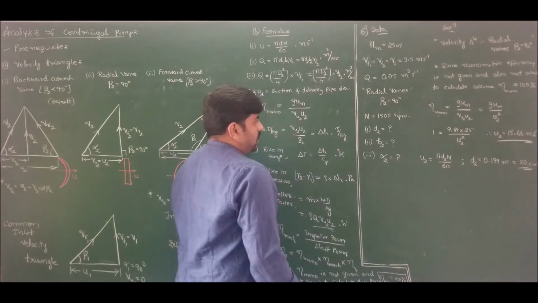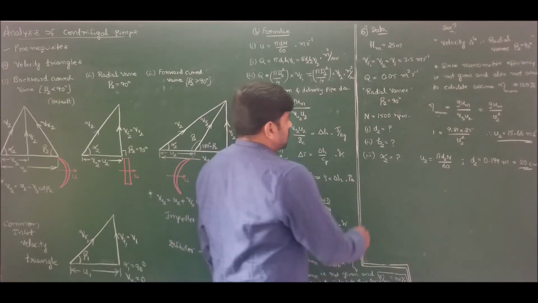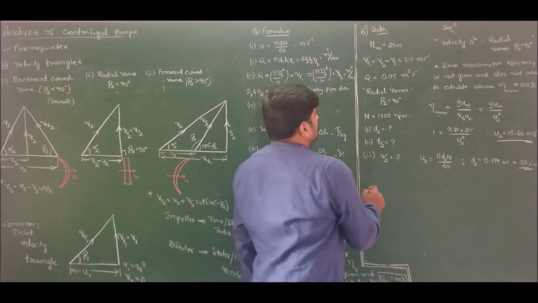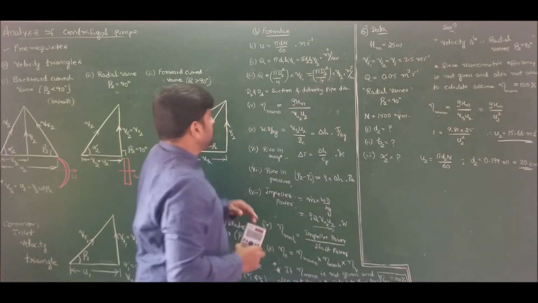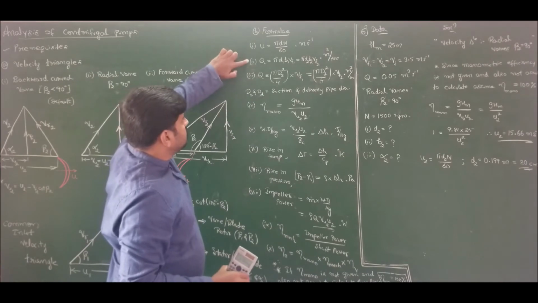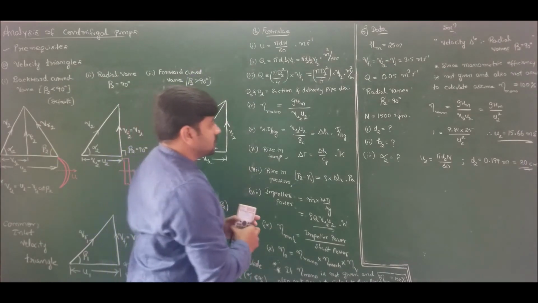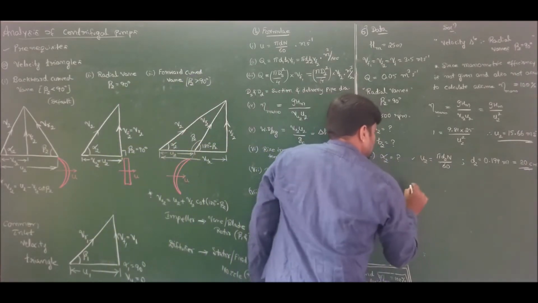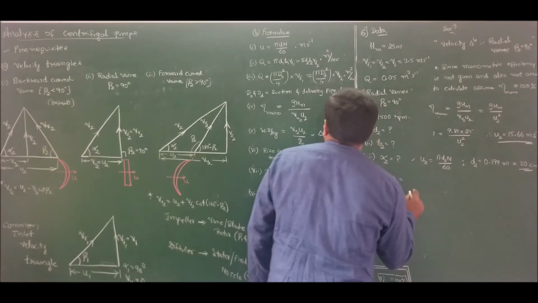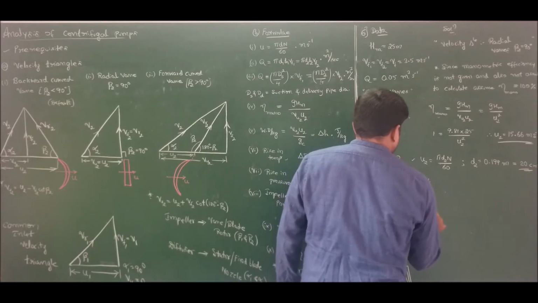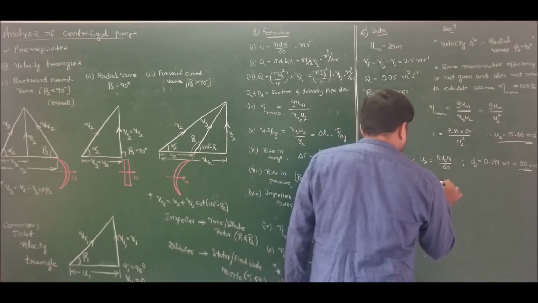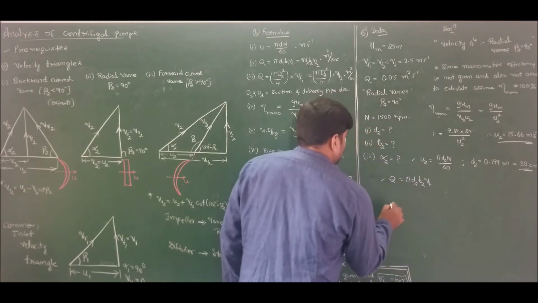So we have found out the value of D2 also. Now he is asking to calculate the value of B2. Since we know discharge and flow velocity, we can find the value of B2 by using the discharge equation through the impeller. Using the discharge equation, Q is equal to pi D2 B2 Vf. If I substitute the values, I will get the value of B2.